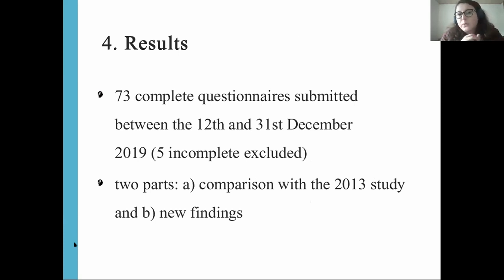I received 73 complete questionnaires between the 12th and 31st December of 2019. Which means that the analysis that I did, the quantitative bit, was done for this particular set of data, even though since then I got another 5 questionnaires, I think, that I still haven't included because they only arrived recently. And I excluded 5 incomplete questionnaires from the analysis because I really wanted to have participants that followed through the entirety of the questionnaire. And now I divide my results into 2 parts. Part A is this partial comparison with the 2013 study, and part B presents some new findings and hopefully potentially some new avenues to explore.